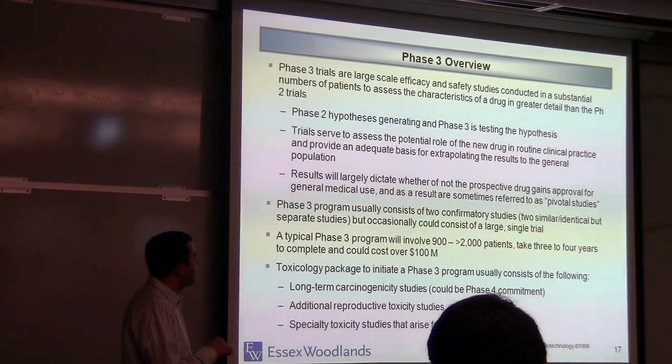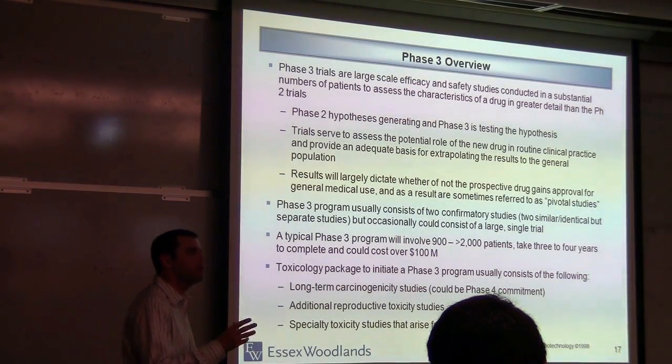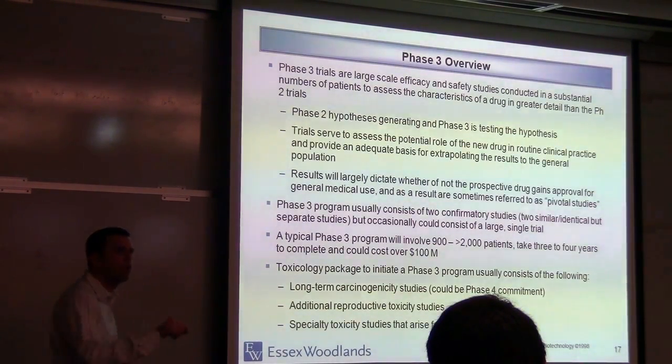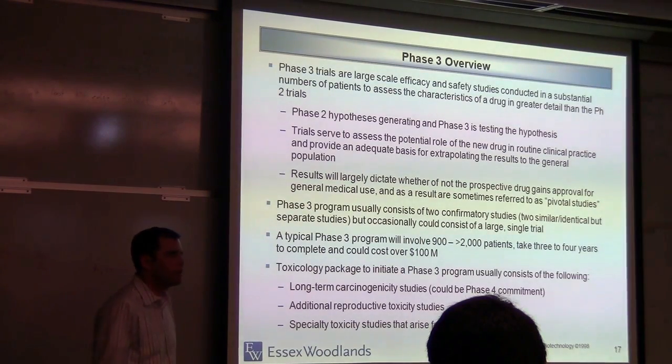In the past, and with some exceptions now, sometimes you can do one even larger single study, and some of the statistics are different. They may be looking at a p-value of 0.01 instead of 0.05 in the two studies. But the best way to think about this traditionally is you're going to do two large independent studies, and they both have to be positive.